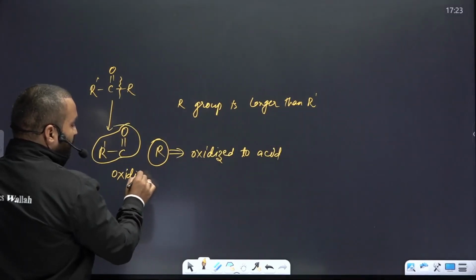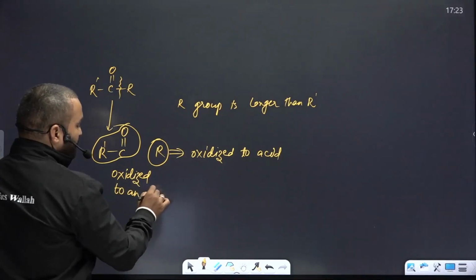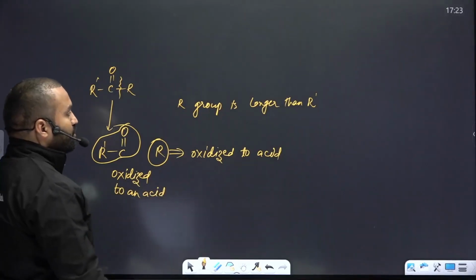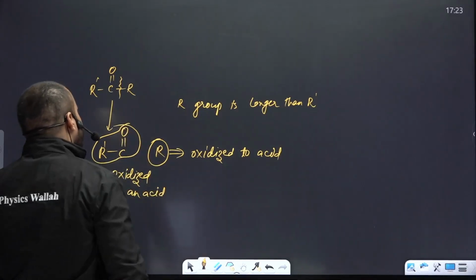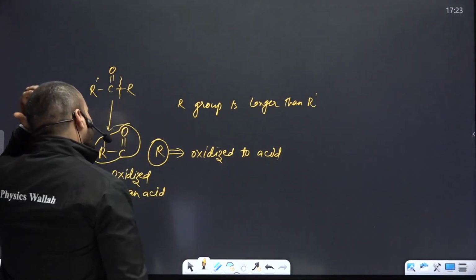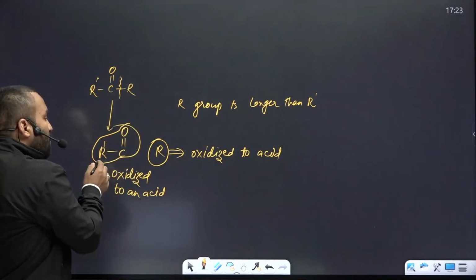But what is Popoff's rule then? The R is oxidized to its corresponding acid. Popoff's rule says that upon treatment of a ketone with KMnO4, the C double bond O group is retained with the smaller R group.